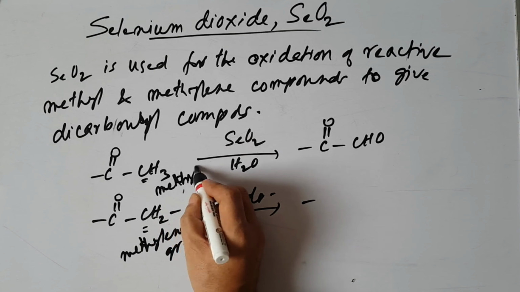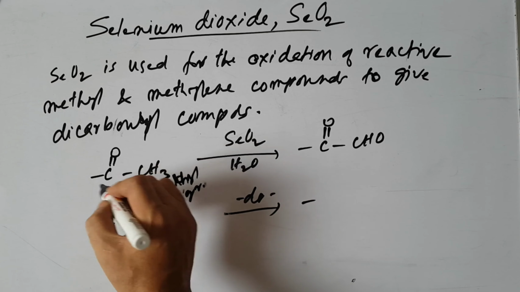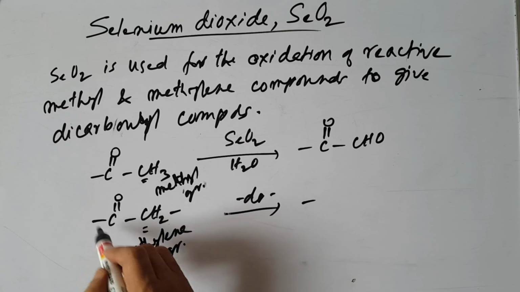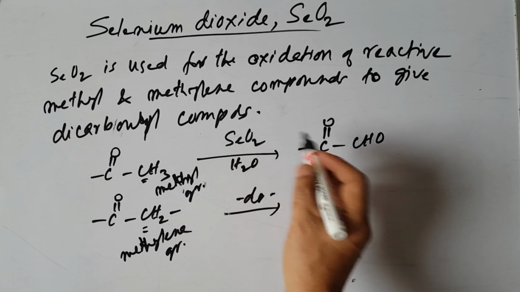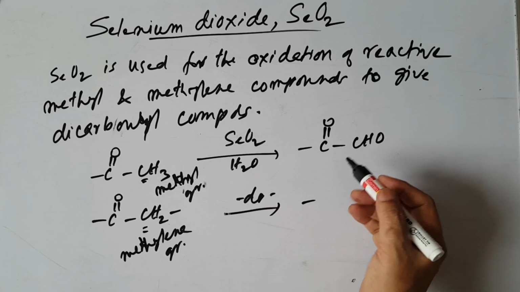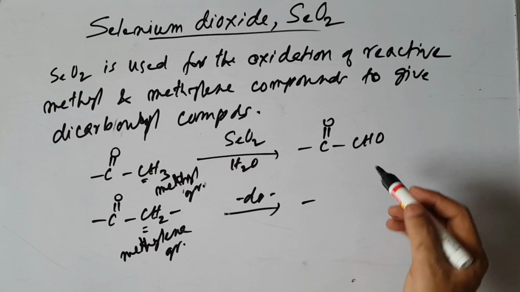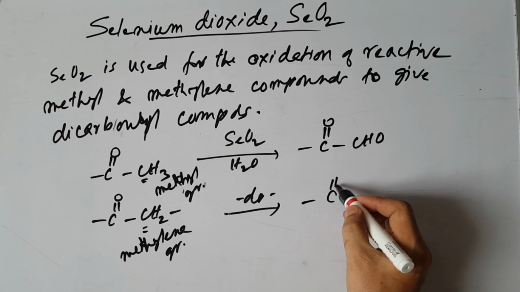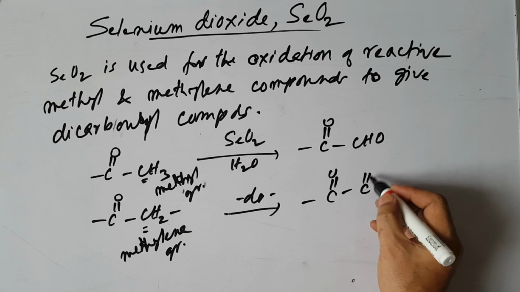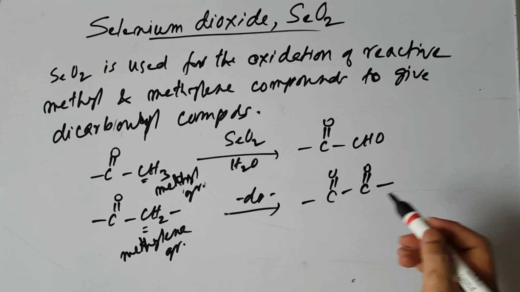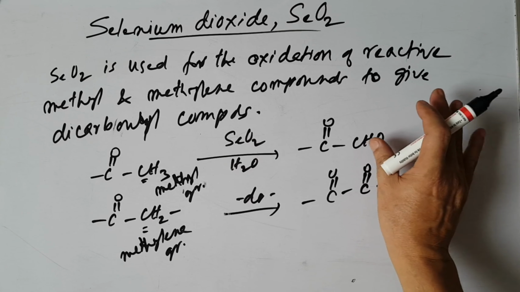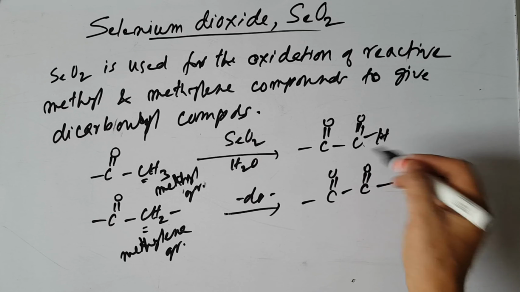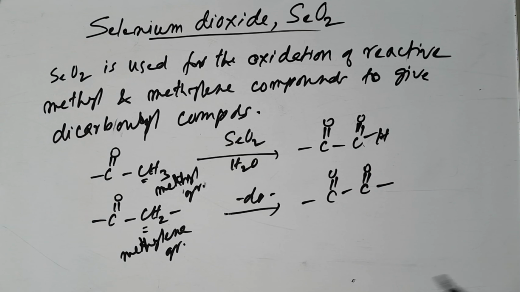They are very reactive because of the presence of the carbonyl group. Next to the methyl group, there are carbonyl groups. So when you oxidize with selenium dioxide in the presence of water, this methyl group is oxidized to the aldehyde group, and the methylene group is oxidized to the ketonic group. So we get dicarbonyl compounds.